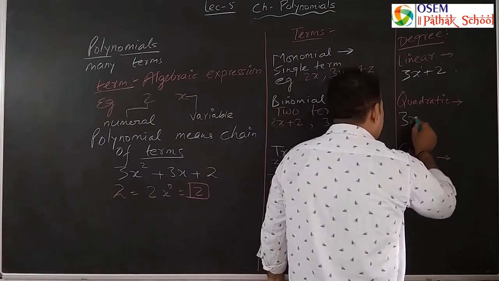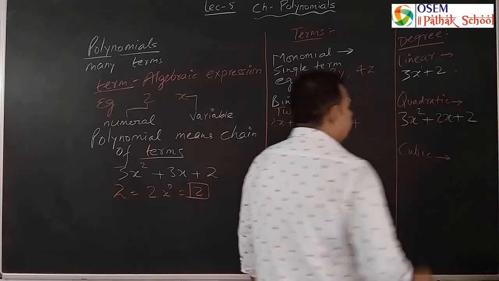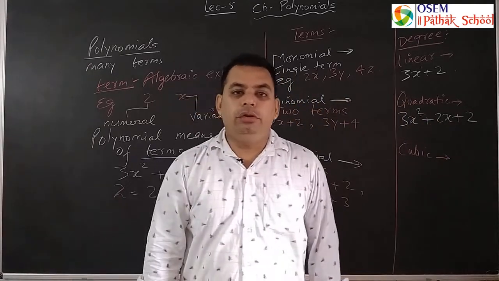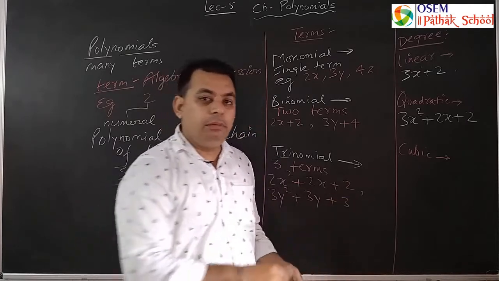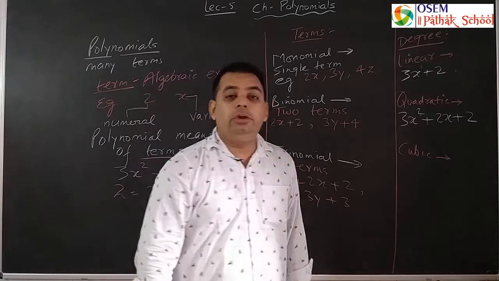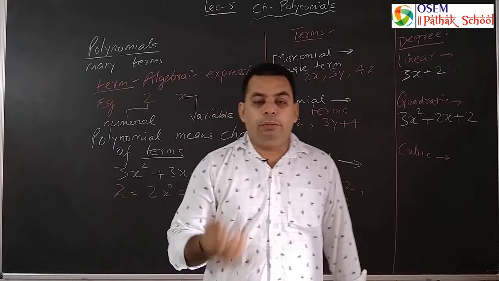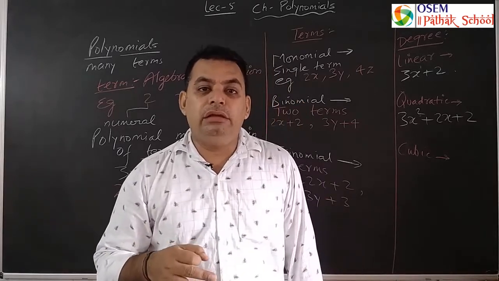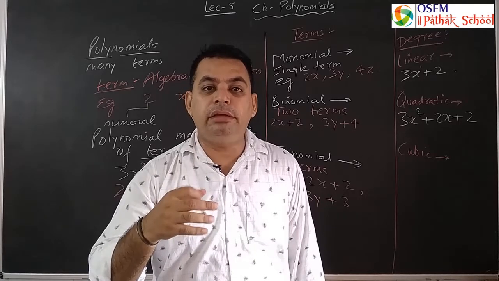Like 3x square, 2x plus 2. Now here we can see that a polynomial having a power of 2 is known as a quadratic polynomial. Now comes the cubic. What does cubic mean? Cubic is a polynomial that has degree 3, a power of 3. The highest degree will be 3.